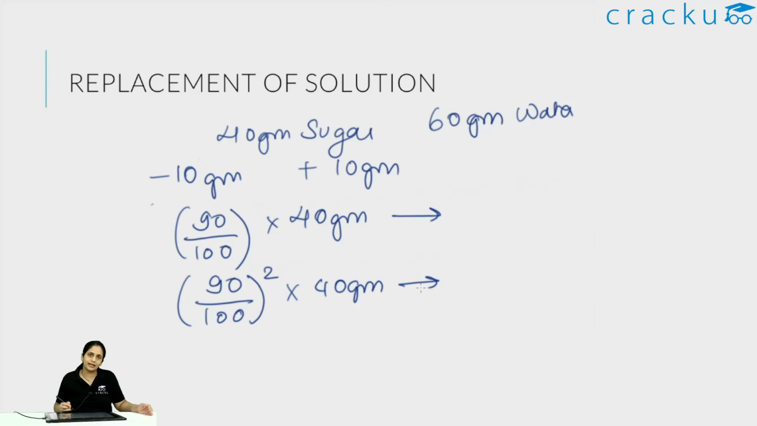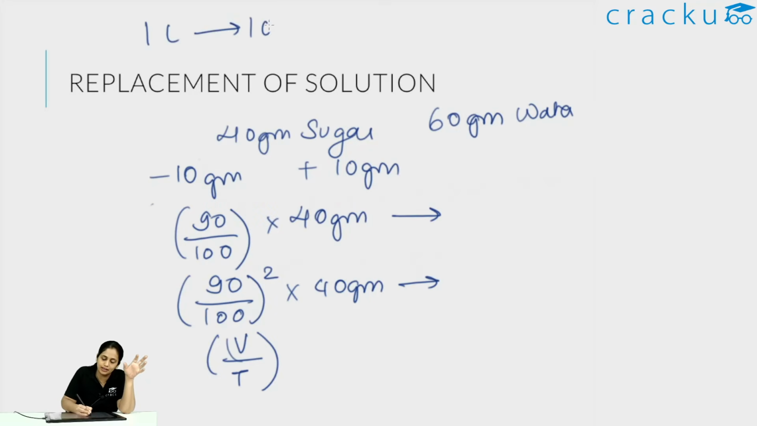So each time you are saying 90% of 40 grams, then 90% squared of 40 grams, 90% cubed of 40 grams. In general, focus only on the part which is not being added back, and find out the concentration of that part. Say V and T. V is the amount of solution that is not touched. Suppose out of 1 liter, 100 ml is removed, then 900 ml is not touched. So in this case V will be 900 ml.